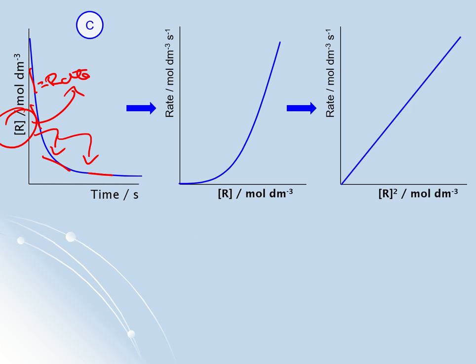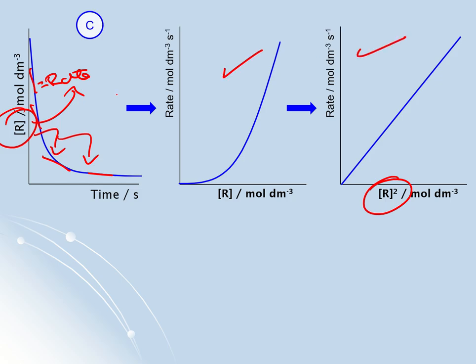Now do be careful if you get an examiner who is being a bit sneaky and we get a straight line. Loads of people will look at that and go, oh, that's first order. It isn't first order, it's second order, because this is concentration squared. Now we get a straight line. So just be careful. I've never seen them do this except maybe once in quite a long time, but just have an eye out for it.